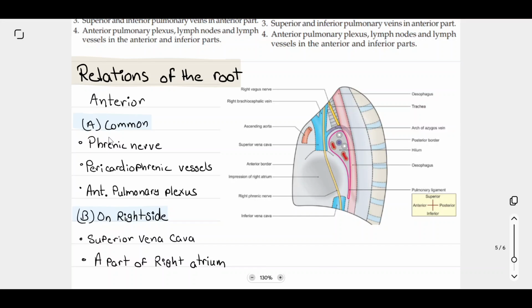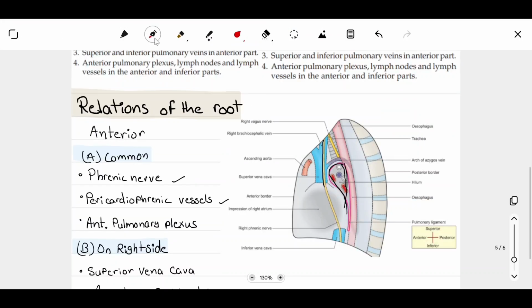Anterior to the root, firstly we'll be covering the relations which are common to both the lungs. Firstly, I have the phrenic nerve. This is the long phrenic nerve which is anterior. This you can appreciate, this is the root of the lung. And anterior to it, I have the phrenic nerve and pericardiophrenic vessels. The pericardiophrenic vessels are the arteries and veins which go along with the phrenic nerve, which are also anterior to the root of the lung. So phrenic nerve, pericardiophrenic vessels, and anterior pulmonary plexus. The anterior pulmonary plexus is not shown in this diagram. It is the nerve plexus which is also going in front of the root of the lung.